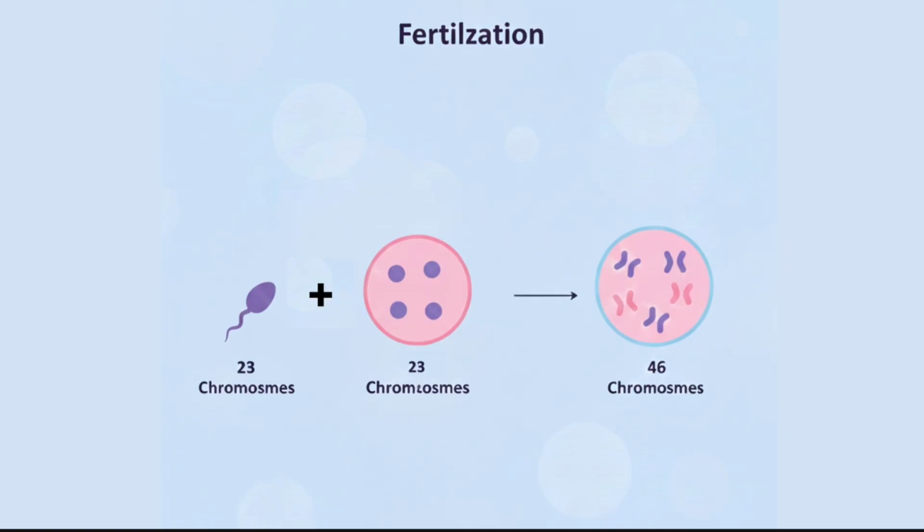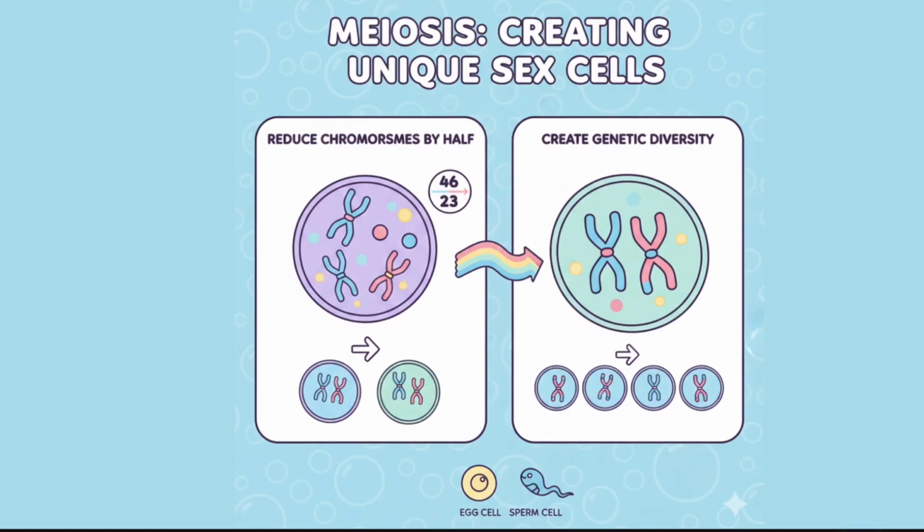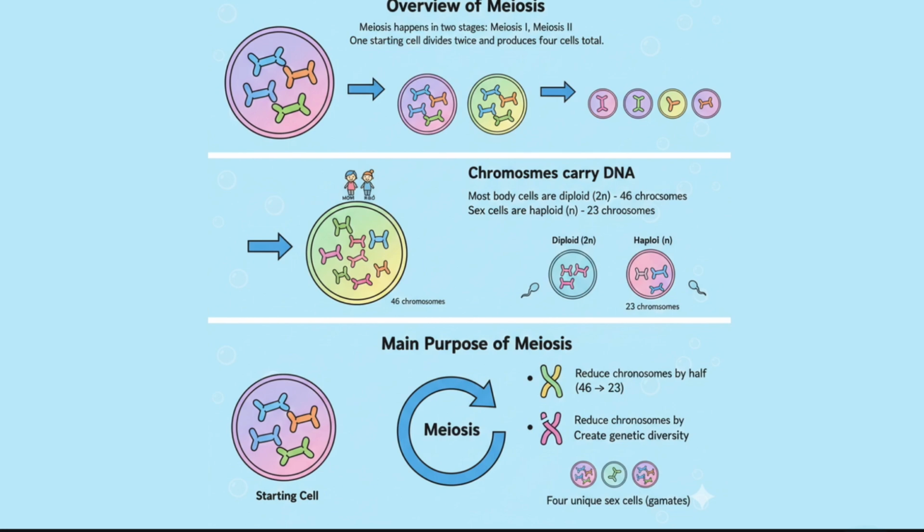Okay, now what is meiosis? Well, meiosis is a special type of cell division that produces sex cells, also known as gametes. In humans, these are sperm cells and egg cells. The main purpose of meiosis is to reduce the number of chromosomes by half and create genetic diversity. Chromosomes are structures inside cells that carry DNA. They also contain the instructions for how we grow and how we look.